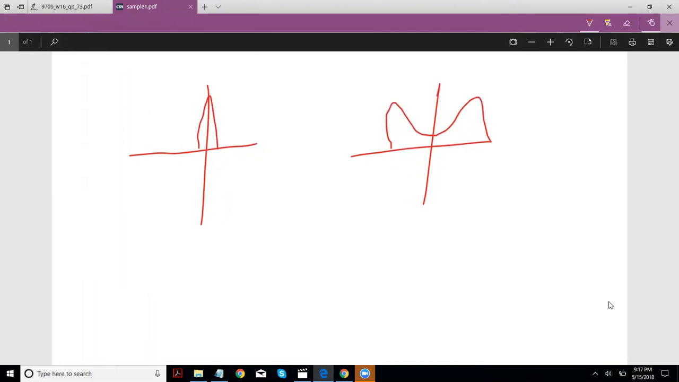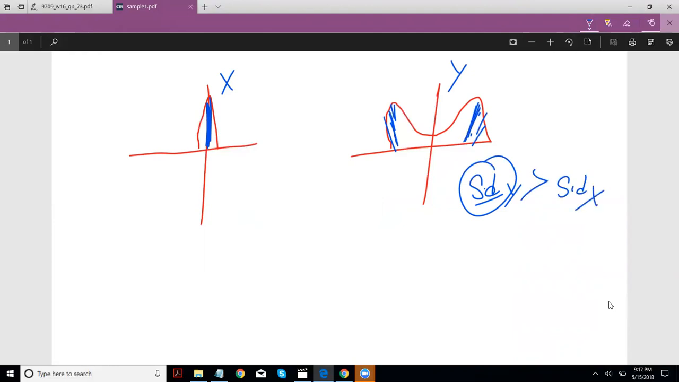Note, in the one on my left, most of the probability, most of the area is just packed right at the mean value. It's closer to the middle. Here, a lot more of your probability, a lot more of your area, is towards the sides, towards the edges. So if I call this y and I call this x, the standard deviation of y should be greater than the standard deviation of x. The reason being, for y, a lot more of your probability is far from the mean. It deviates more from the mean.